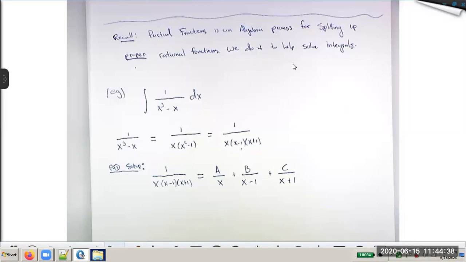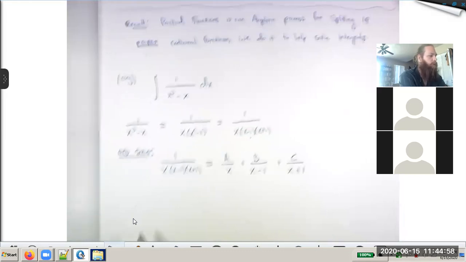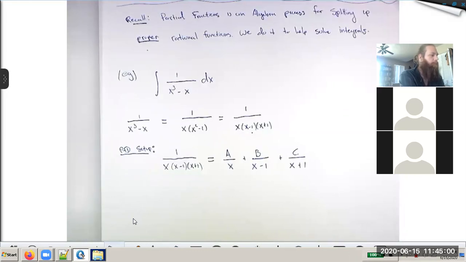The trick I wanted to show you today will allow you to calculate A, B, and C much faster. You no longer need to go through and equate coefficients the way we had been and set up a big linear system if you're in this nice case. So I'll show you what I mean. It's called the Heaviside trick, or some people call it the cover-up method.